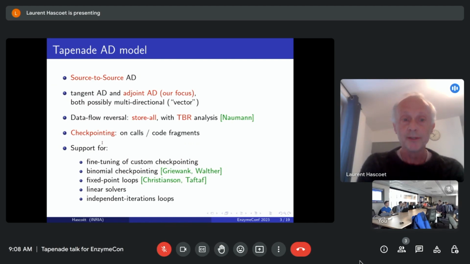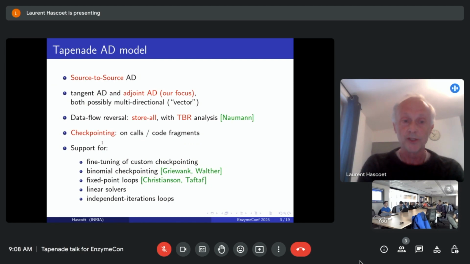Inside adjoint AD, the most difficult operation is the data flow reversal, which is providing the intermediate values of the computation in reverse order. And we do that with a stack. So this is called the store all strategy. And we implement the TBR analysis that reduces a little the number of variables you need to store. But to definitely reduce it and keep it manageable on large codes, we need checkpointing.